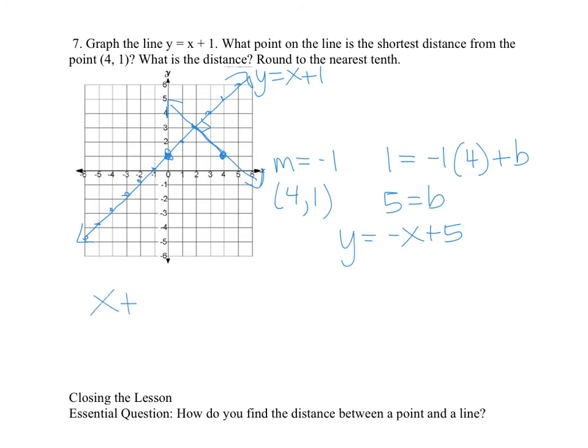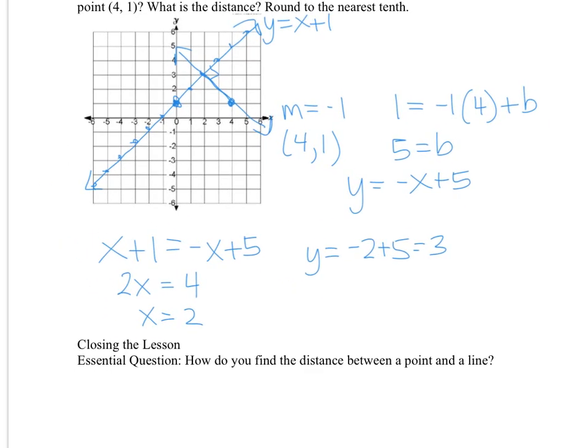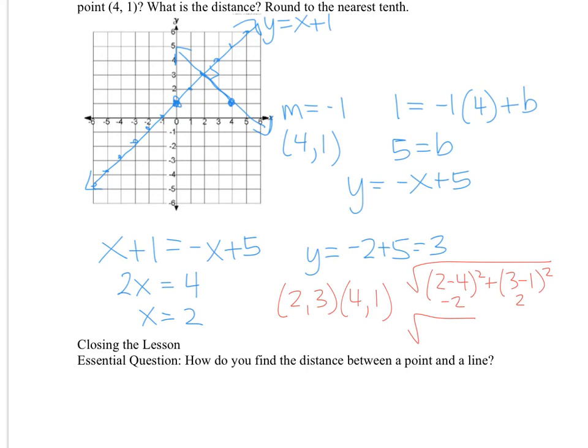Find the point of intersection. Set them equal to each other. 2x equals 4, x equals 2. Put that in one of the two equations. Since this one's right here handy, I'm just going to say y equals negative 2 plus 5, which is 3. So you're trying to find the distance between the points 2, 3, and 4, 1. So the square root of 2 minus 4 squared plus 3 minus 1 squared. This is negative 2. This is 2. So you get the square root of 4 plus 4, square root of 8, which is approximately 2.8.